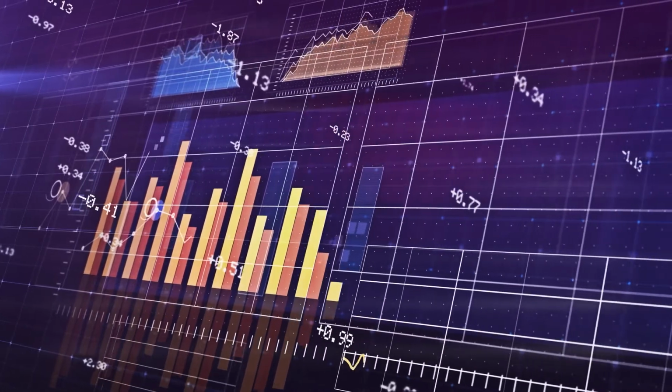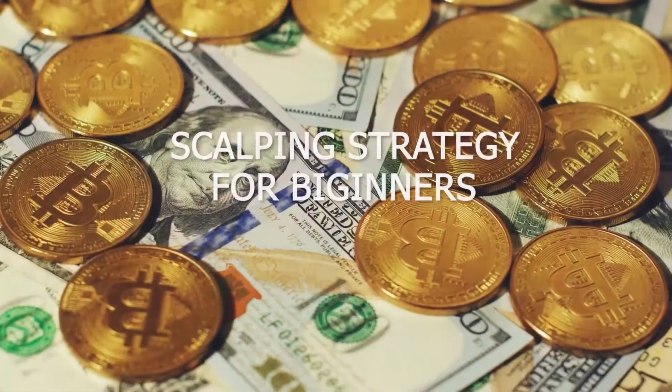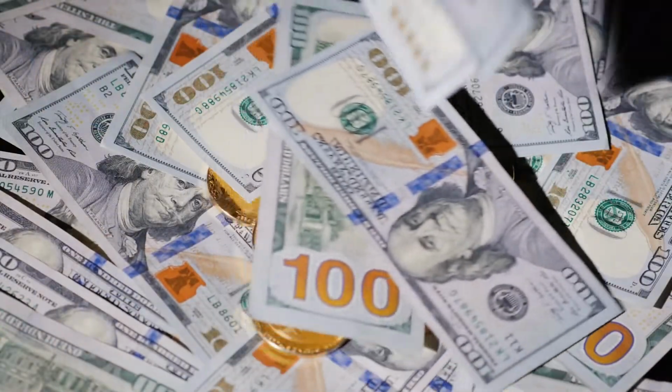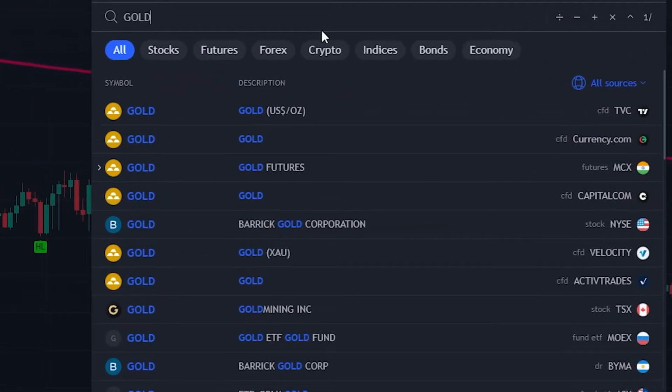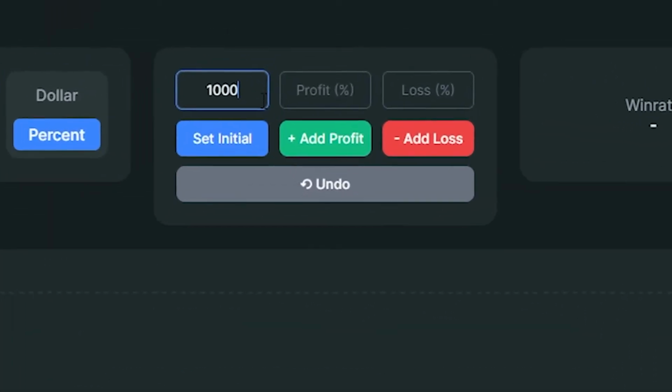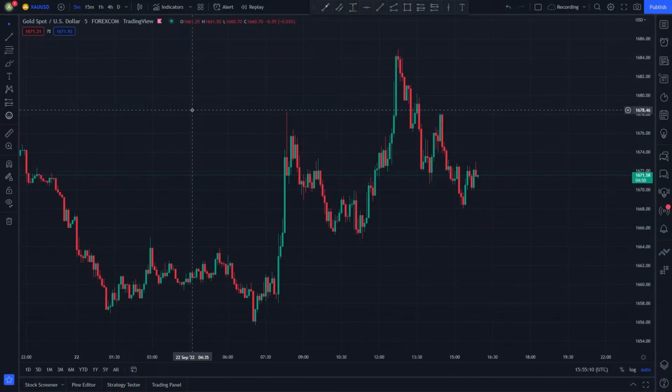In this video, I will be testing a highly effective scalping strategy for beginners. This strategy works on stocks, crypto, and forex. I will be testing this strategy on gold 5-minute chart. I'll be back testing it 100 times with an initial account size of $1,000 with a 2% risk per trade.